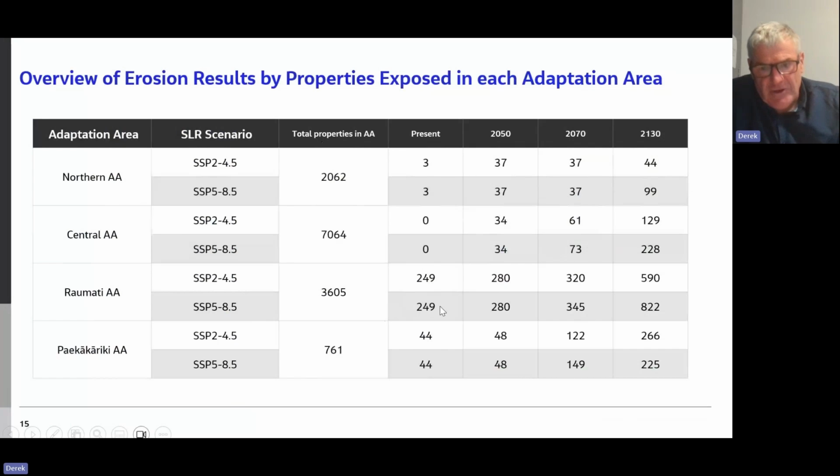When we come down to the south, though, our number of properties is much higher. The rate of increase is much higher, and that's reflected in that it is a higher density urban area, particularly at Ramati and a little less so at Paikokariki. But also those erosion distances are much greater, because it's already eroding in the long term, and therefore the sea level rise adds to that to give us greater erosion distances.